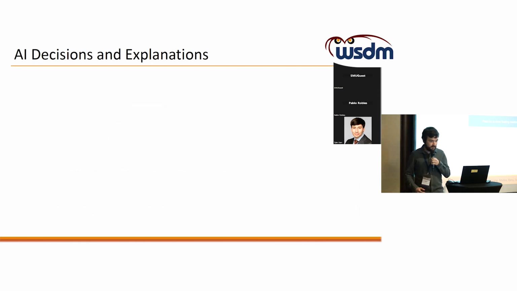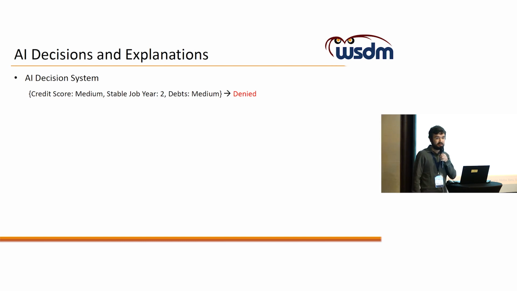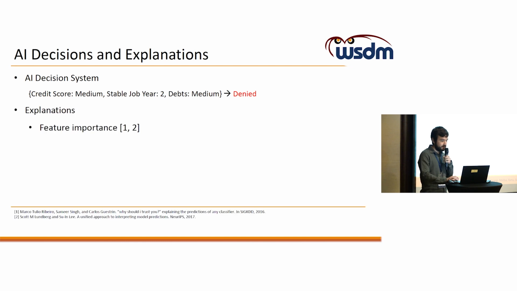Here we have an AI decision system which classifies a mortgage application, and this particular application is denied by the system. Now we need to understand the reason. So one way is to check which features are actually relevant to this prediction. And here, for example, the debt parameter can be important, so the customer should focus on it.